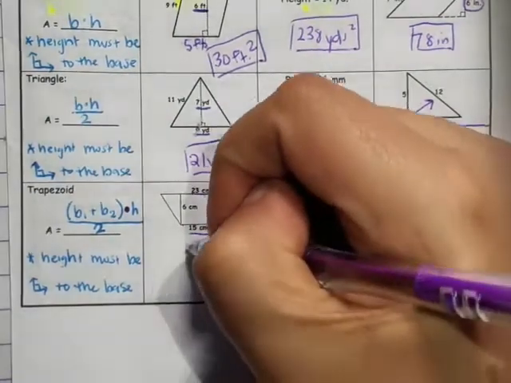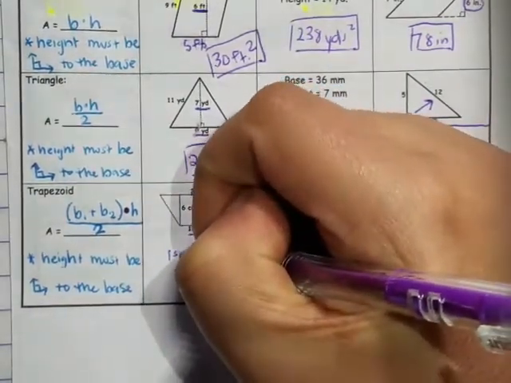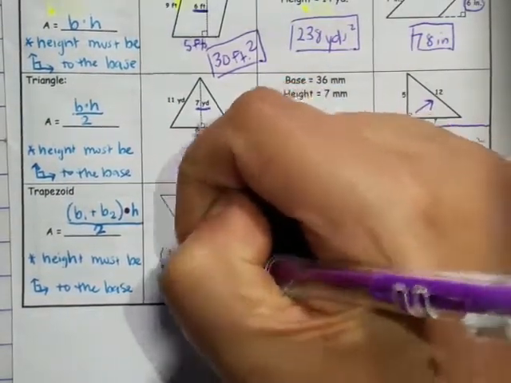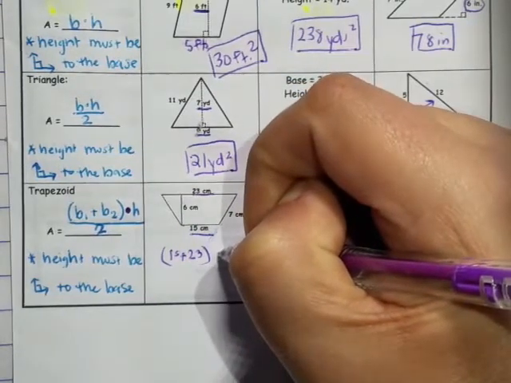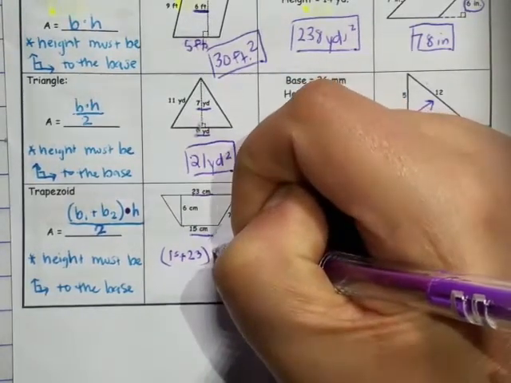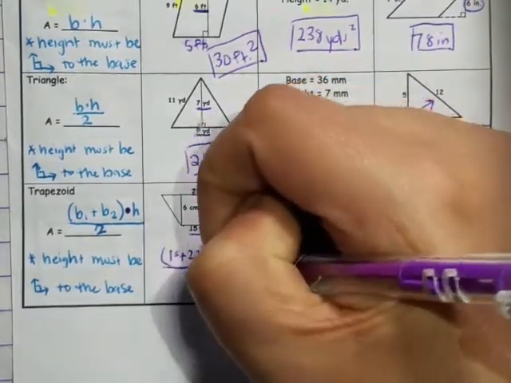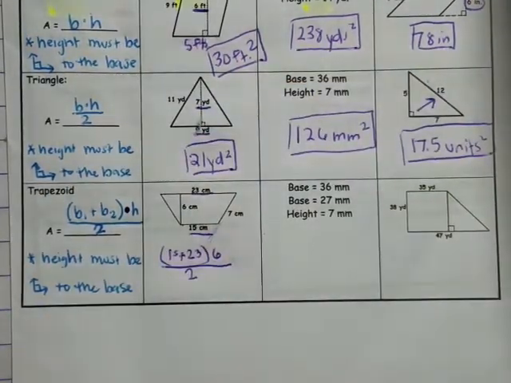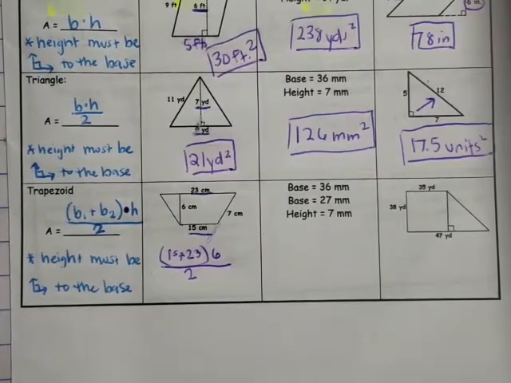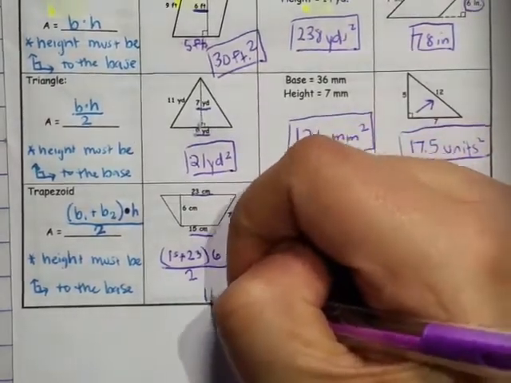You get 76. So 15 plus 23 times 6, and then divide that by 2. So 15 plus 23 times 6 divided by 2. So 114.